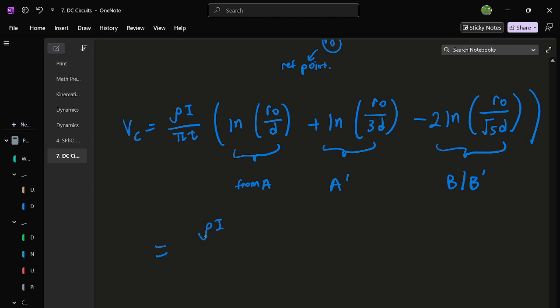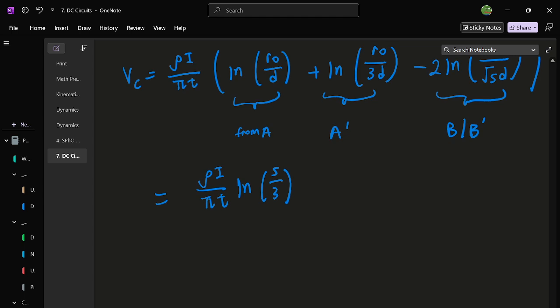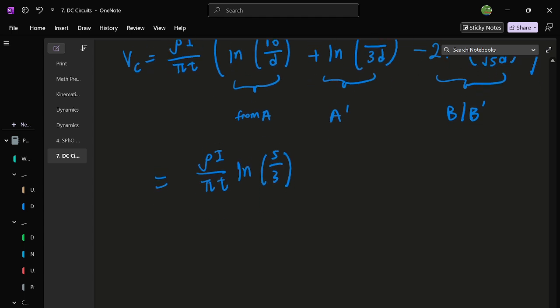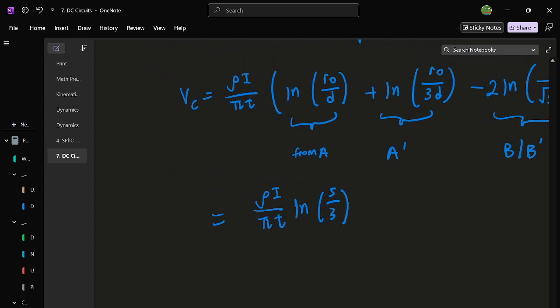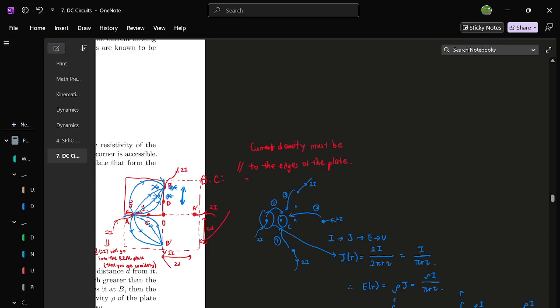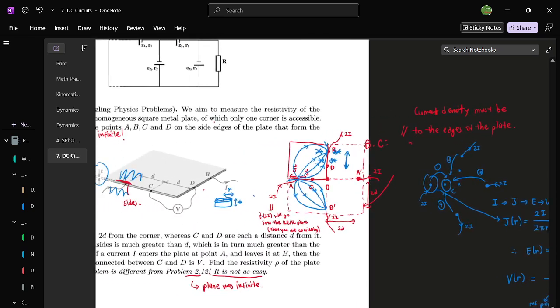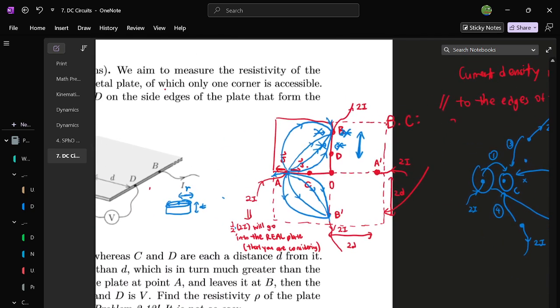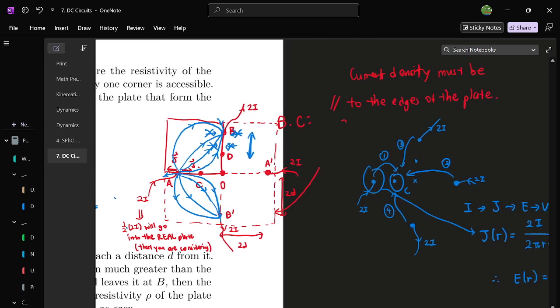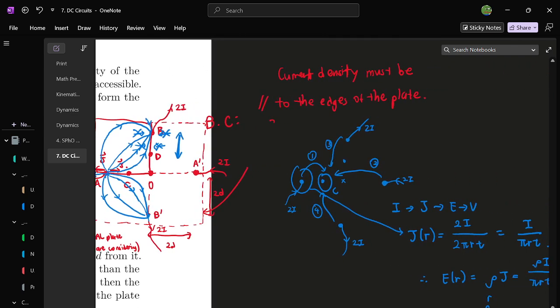And once you do this, your R0 actually cancels out. So it really doesn't depend on where your reference point is, as you would expect for a potential function. And you will get this. So this is your VC. But don't forget that in this case, you only considered A. You also have to consider B. So you also have to consider when the current leaves.